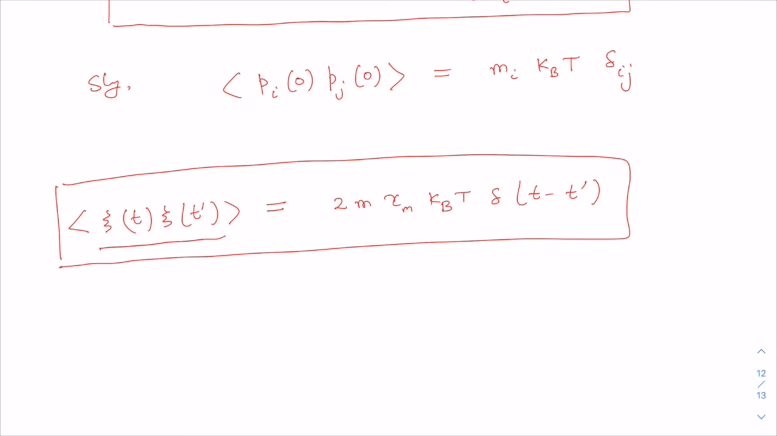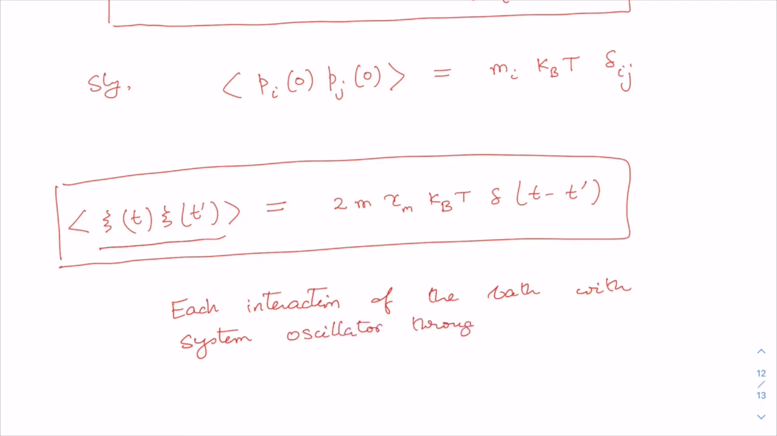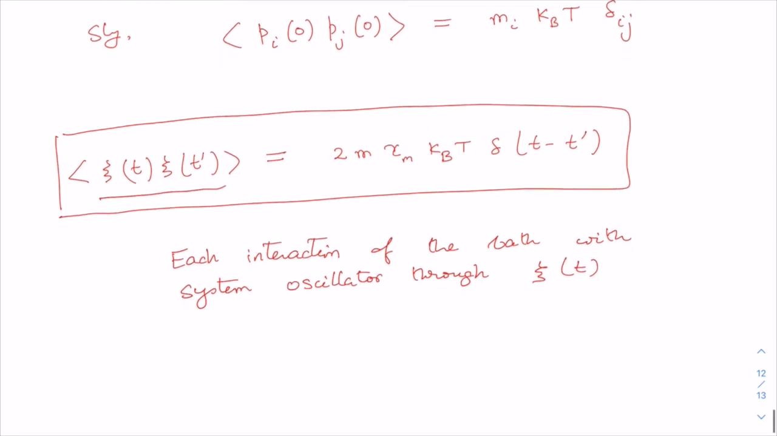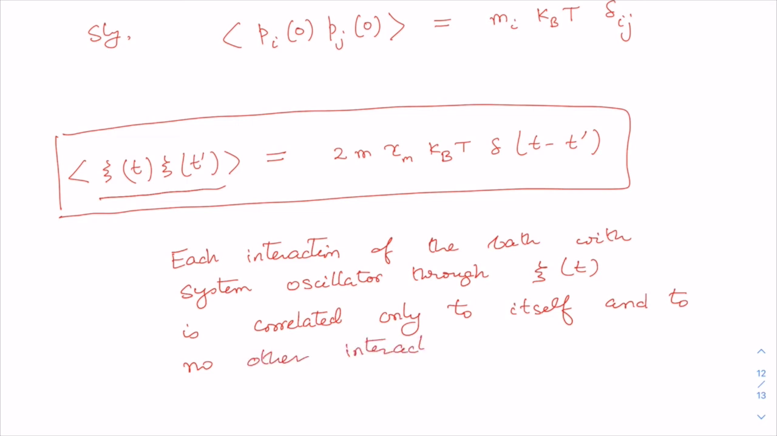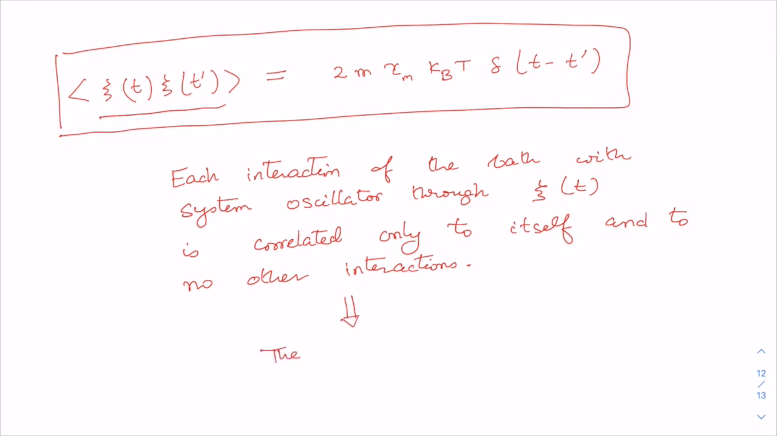This autocorrelation function means that each interaction of the bath with the system oscillator through the Langevin noise xi of t is correlated only to itself and to no other interactions. What it means is that the bath is Markovian.